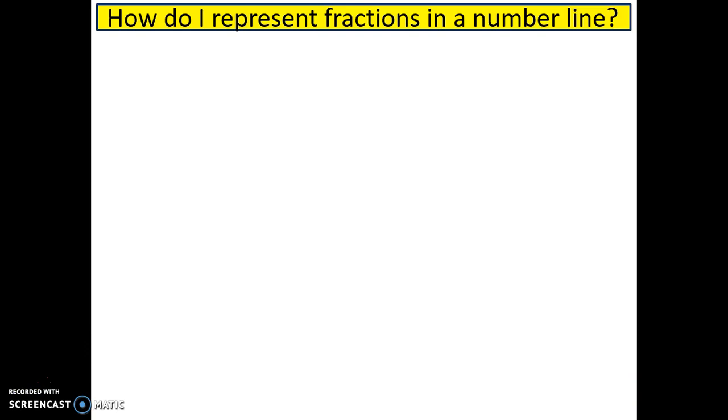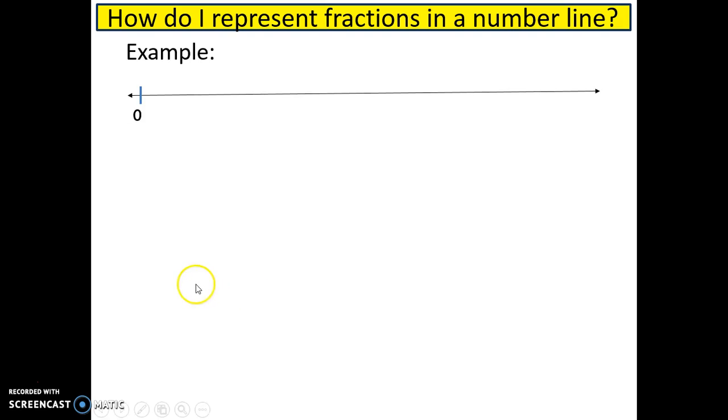Alright, now let's move on to the next part of the lesson. So how do I represent fractions in a number line? Okay, the example is given here. Okay, first of all, I draw out the number line. Okay, I indicate that I should start the number line with 0, followed by 1, 2, and 3.